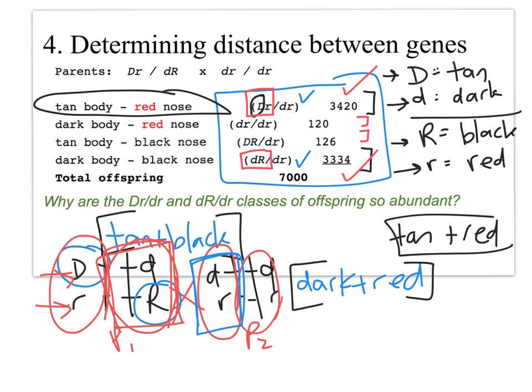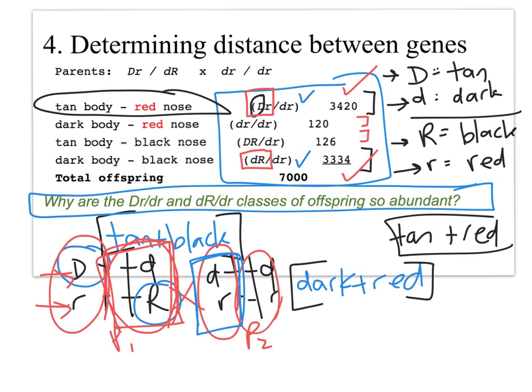So why is this? Well, what we're trying to say here, and sort of address the question that I've now buried in green, is why are those types of combinations, why is it that this and this combination seem to be so abundant, representing well over 90% of the overall offspring?